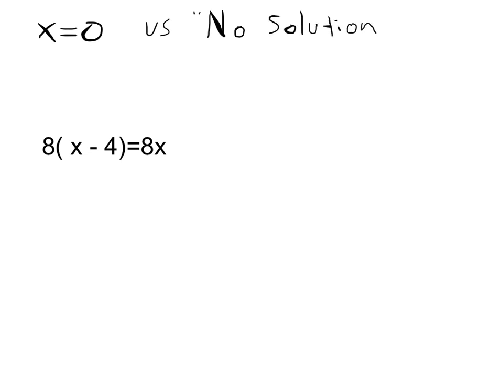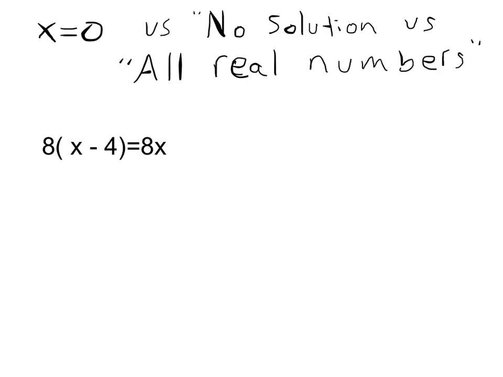Okay. And finally, a third type of answer that we could have is when we would say it has all real numbers. Okay. Anytime we're solving an equation, we can basically have three types of answers.